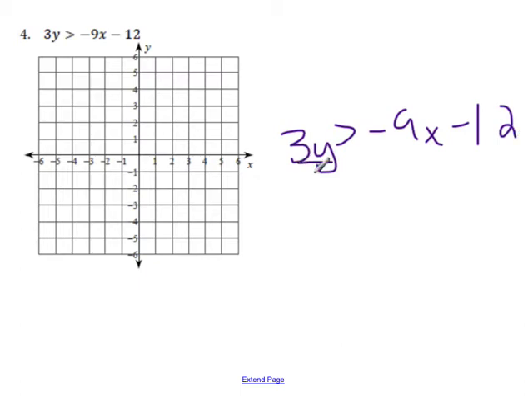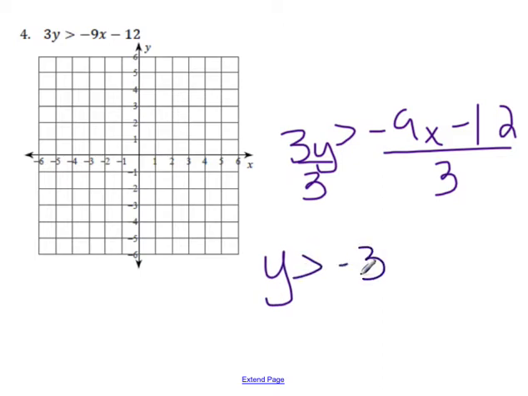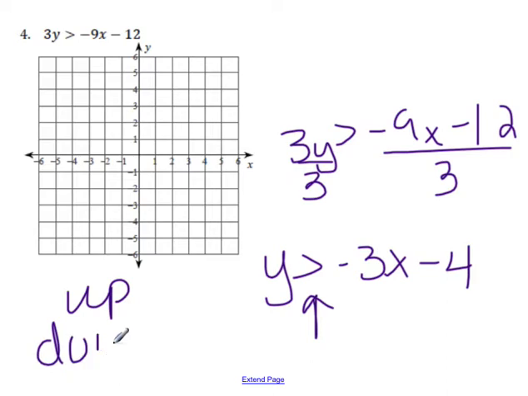So since that 3 is being multiplied by the y, I'm going to go ahead and multiply both sides by 3. So then I end up getting that y is greater than negative 3x minus 4. So now I can make some decisions about the inequality. I notice that the mouth is opening towards the y, so I know I'm going to be shading up. There's no solid line underneath the inequality, which means that my line is going to be dotted.